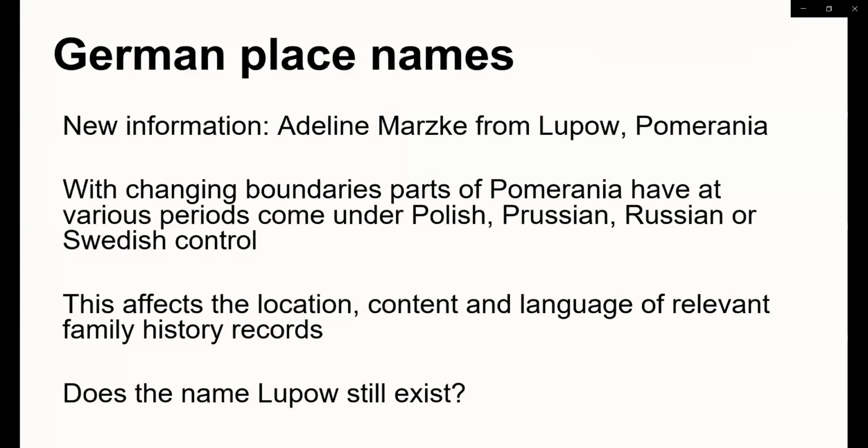As we've seen with Schleswig-Holstein, German land boundaries have changed dramatically over the centuries. Parts of Pomerania have at various periods come under Polish, Prussian, Russian, or Swedish control. With the new information we have about Adelina Maske, for example, we need to establish whether Lupov still exists today, and if not, where is it located and what is its current name?